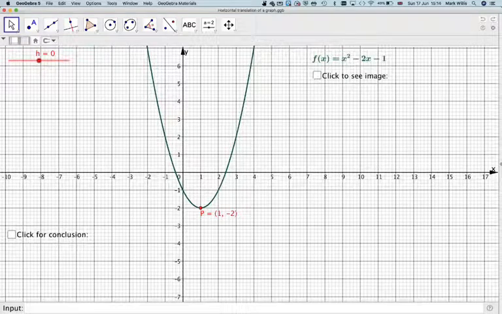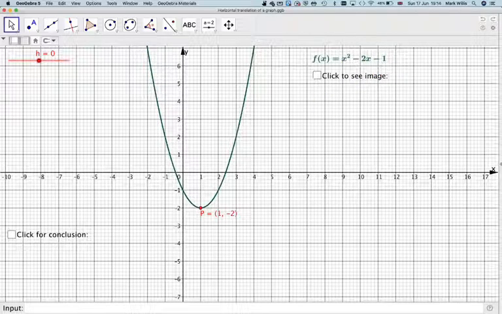Hi, in this video we're going to look at transformations of graphs. Okay, so what we've got here is a graph of a quadratic. We've got a minimum point of (1, -2), and the graph is shown in the diagram. f(x) is x squared minus 2x minus 1.